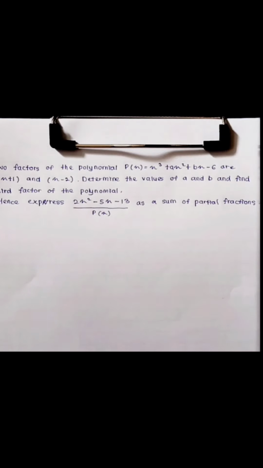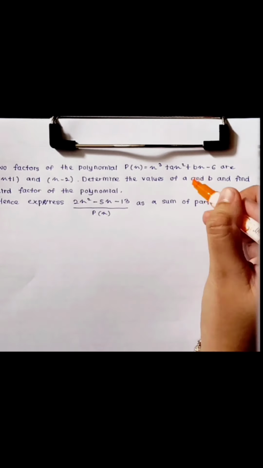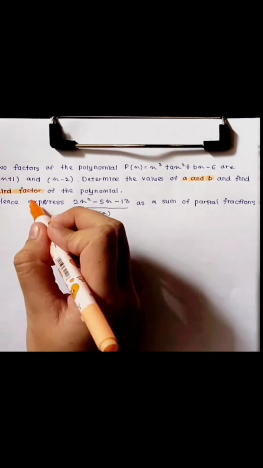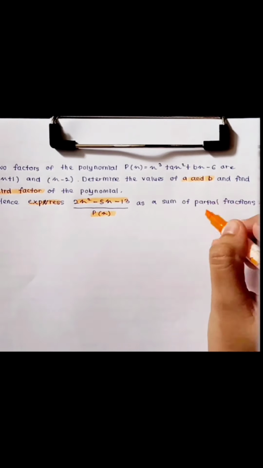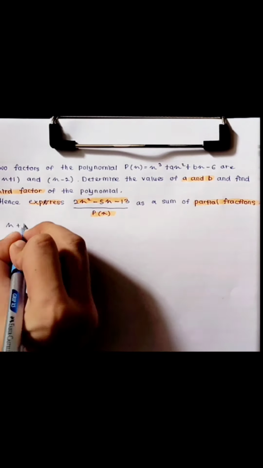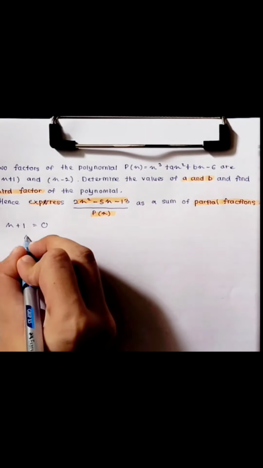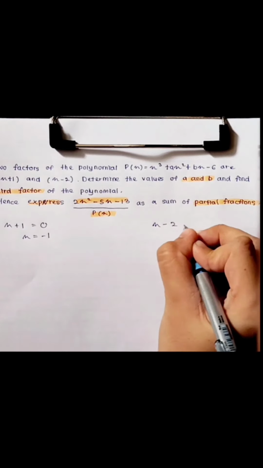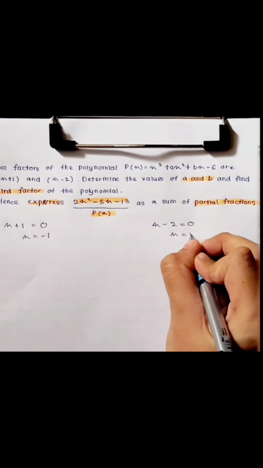So the question wants us to find three things. First is a and b. The second is the third factor, and the last one is to express the equation as a sum of partial fractions. To find a and b, we take x plus 1 equals 0, and we get x equals negative 1, while x minus 2 equals 0 gives x equals 2.